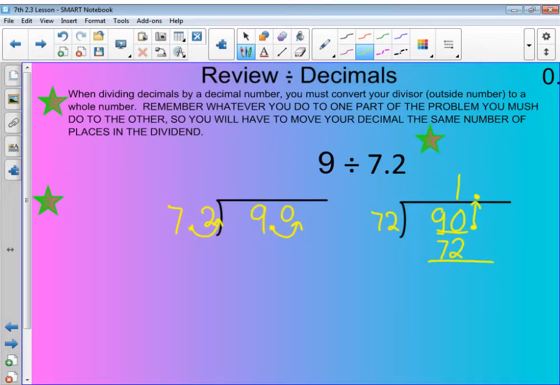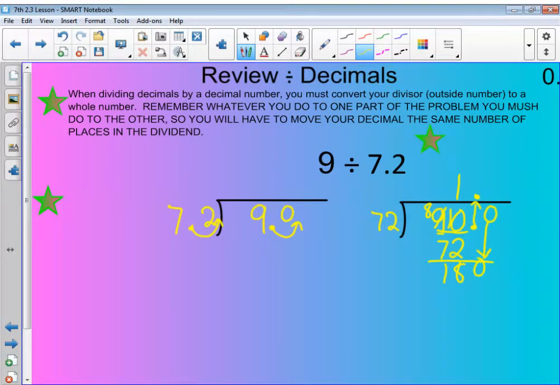If I subtract out, I have 18 left over. I cannot leave a remainder when we're working decimals. So this is an example of, like I had just previously said, where we're going to have to start adding a 0 and bringing it down.